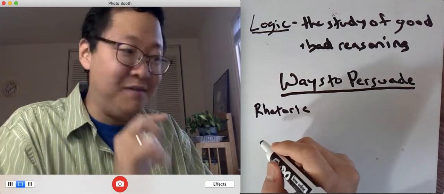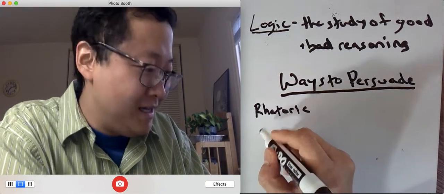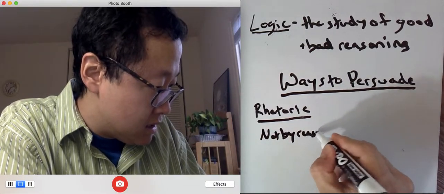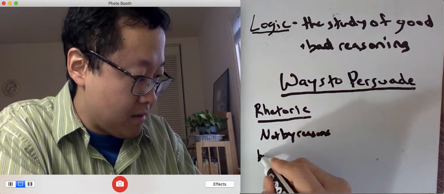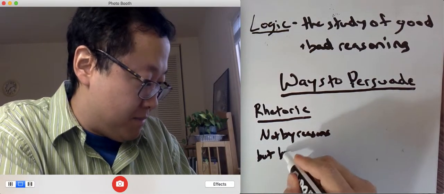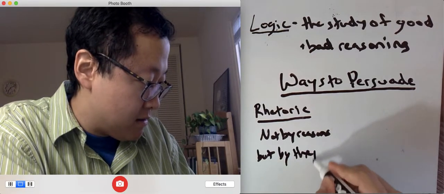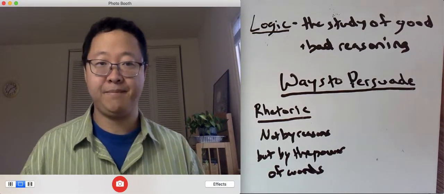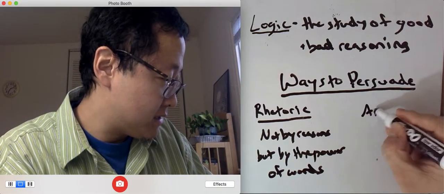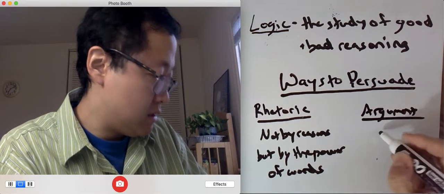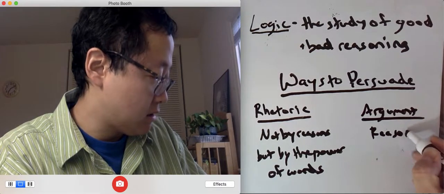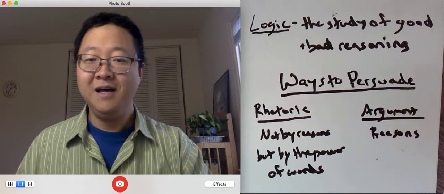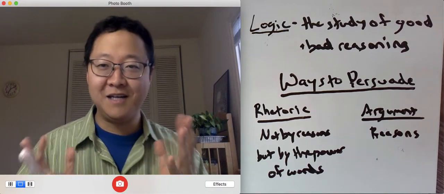According to the book definition, here's my simplified version of what's in the book. It's not by reasons, okay, and this is what the book focuses on, by the power of words. Okay? Whereas with argument, you're going to use reasons. Okay, so let's discuss that distinction a little bit, and I'm going to talk through some of the various examples in the book.